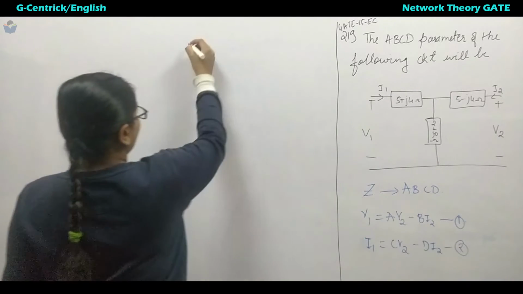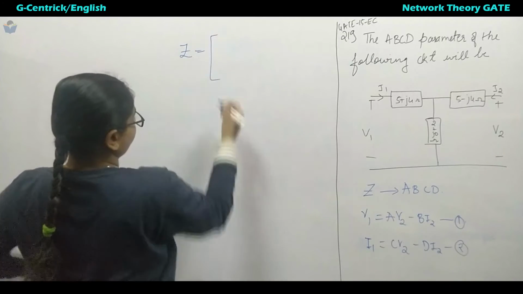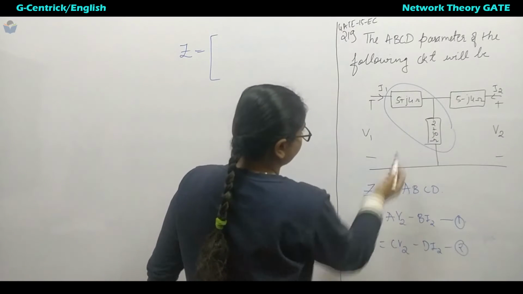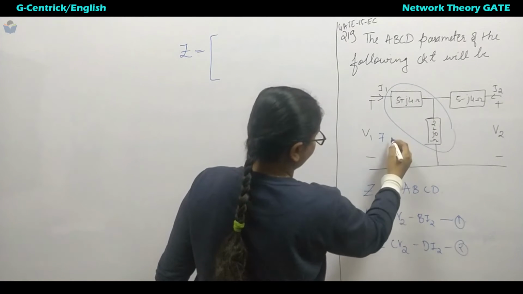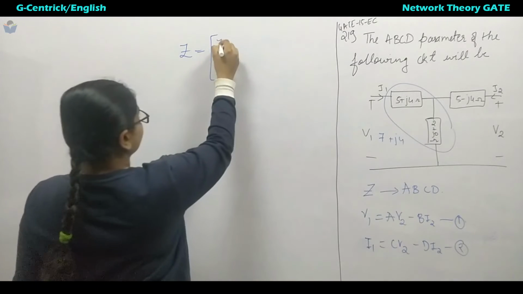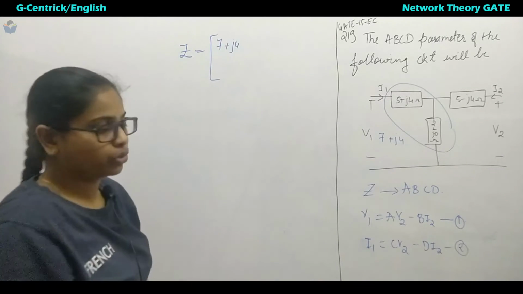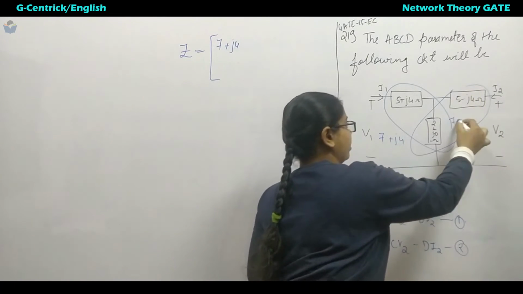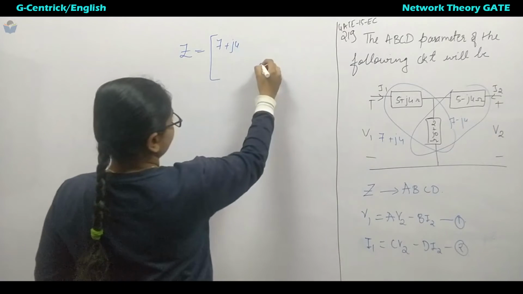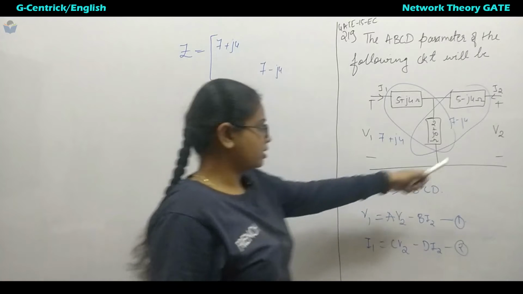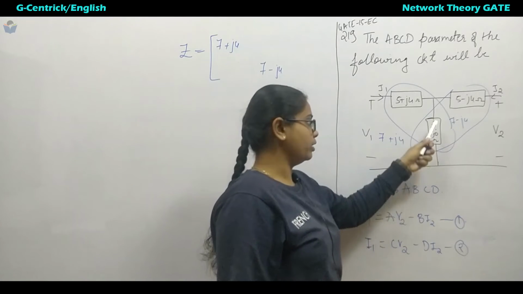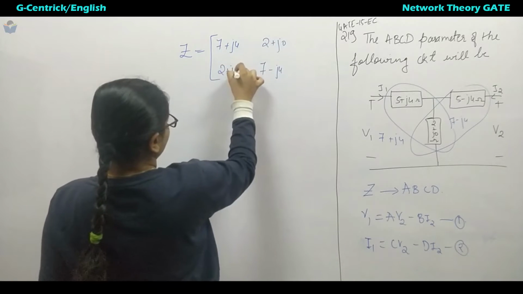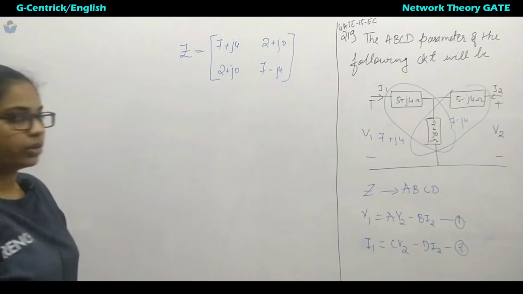Now we know how we find the Z parameter. First, for Z11 we will add this part. How much is it? 5 plus 2 is 7. So 7 plus J4. Next we have to see Z22. It is 7 minus J4. And Z21 is equal to Z12, so it is 2 plus J0. Here also it is 2 plus J0. So this is our Z parameter.